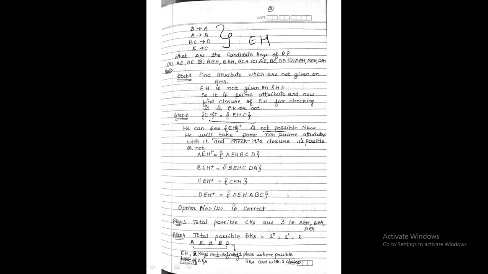Now we will take some non-prime attributes with it and check whether its closure is possible or not. We take A with EH, B with EH, C with EH, D with EH. When we find AEH, we find the original relation. BEH closure also gives the original relation. But CEH cannot give you the original relation. DEH also gives you the original relation. So we can say that option D, AEH, BEH, DEH, are the candidate keys. This answer is correct.